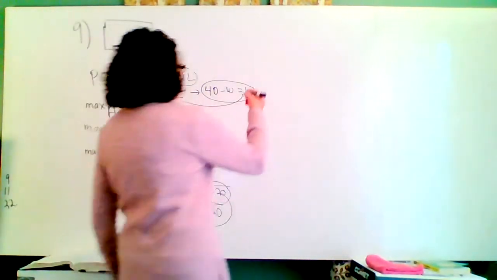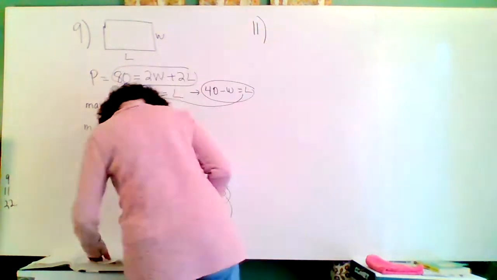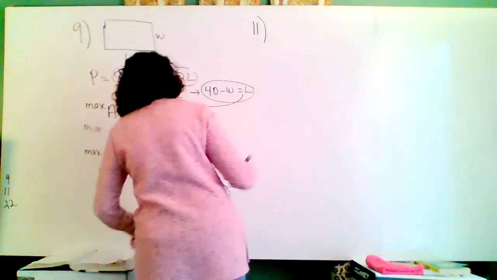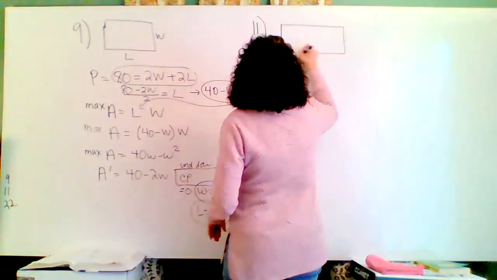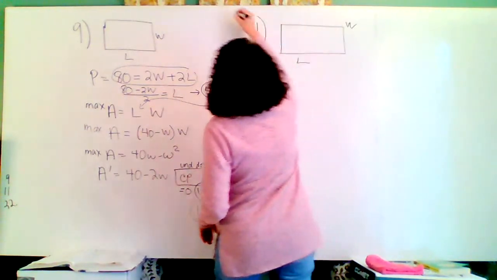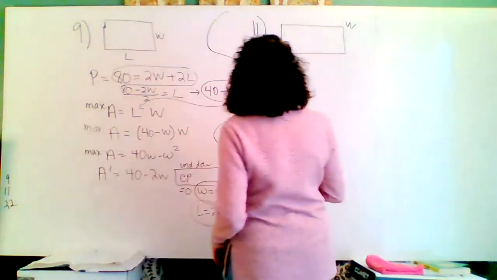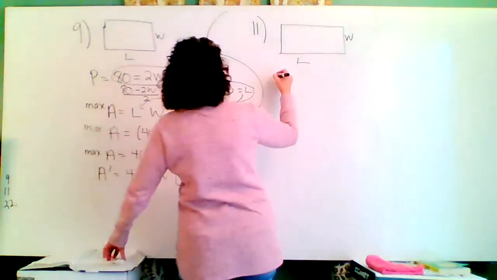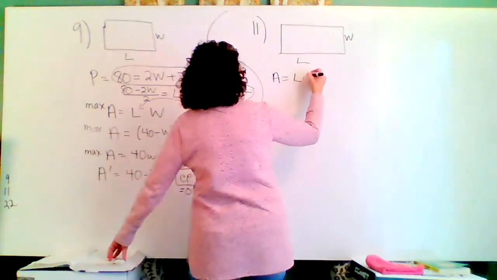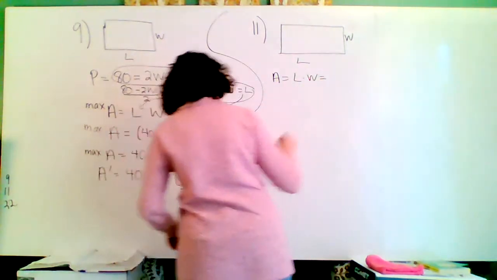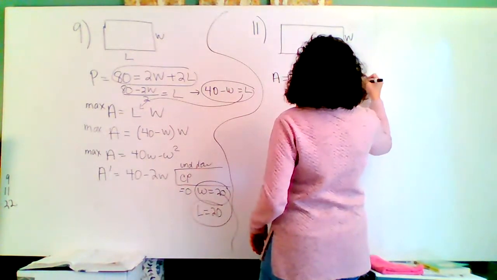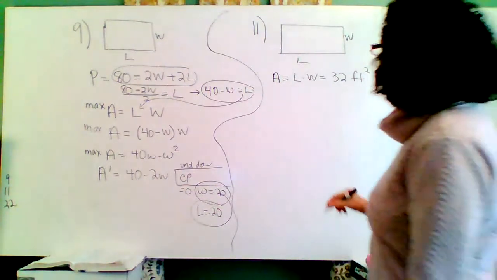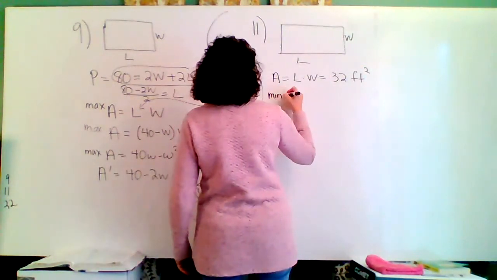Number 11 then was just kind of the other way around. Number 11, find the length and the width of a rectangle that has the given area and a minimum perimeter. Okay, so let's just call this length and width. They're telling you that the area, which is length times width, equals 32 square feet. Right, that's the area. So we're not maximizing or minimizing that. They gave it to us, and they're trying to get us to minimize the perimeter.